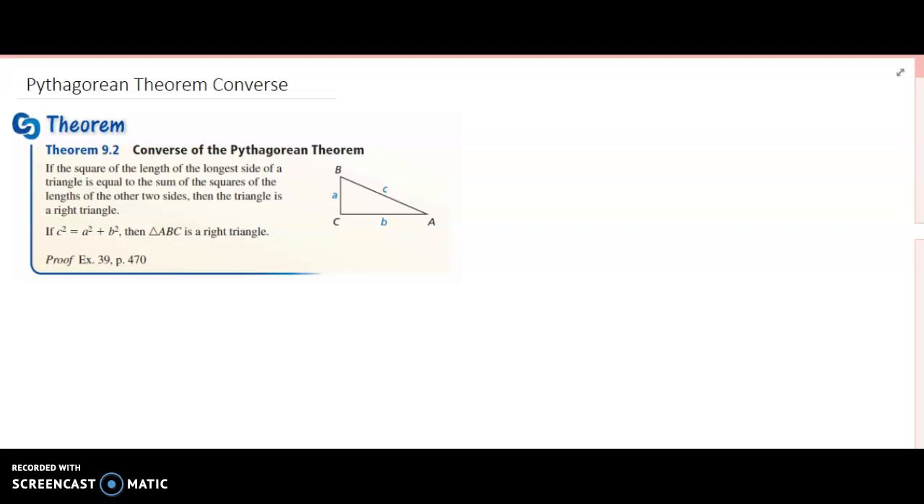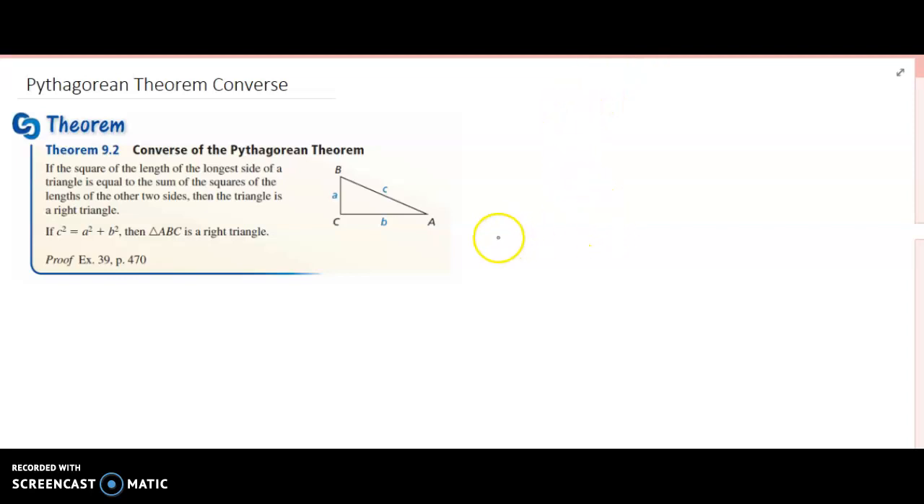And if you remember from chapter 2, that tells us that the converse of this theorem is also true. And the converse is when we flip the hypothesis and the conclusion. So the Pythagorean theorem told us that if we had a right angle, then a squared plus b squared equals c squared. This converse tells us that if we know that a squared plus b squared equals c squared, then we know the triangle is a right triangle.